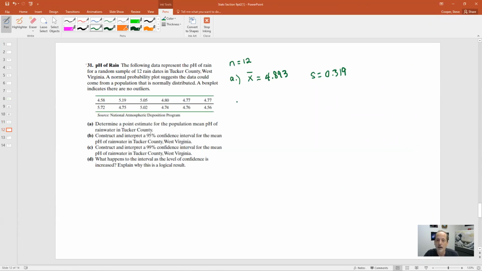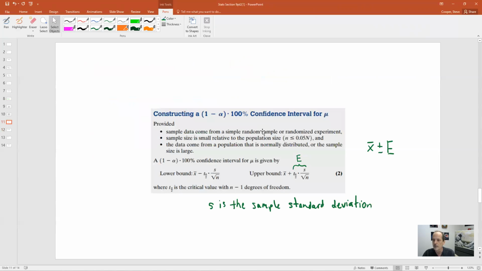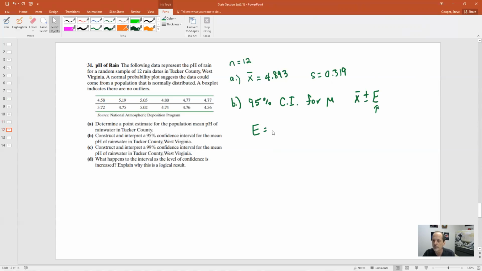All right. B is saying let's construct a 95% confidence interval for mu. So basically that's X bar plus and minus E. So what we need is E, and that's the part that we add and subtract. So we need T alpha over 2 times S over square root of N.